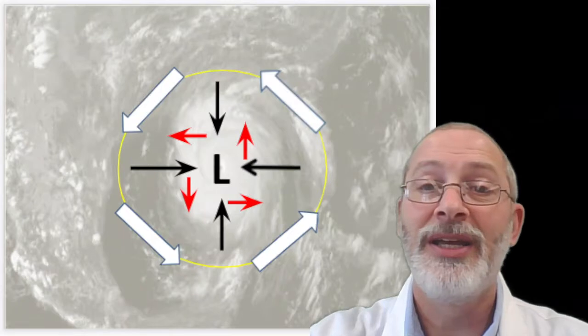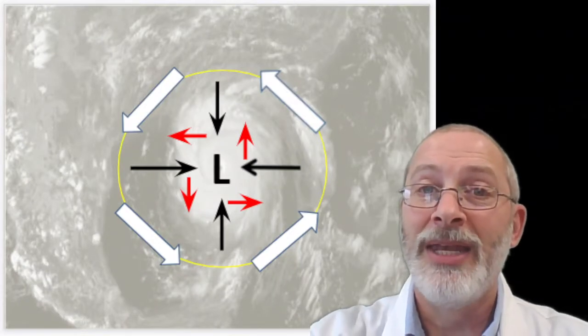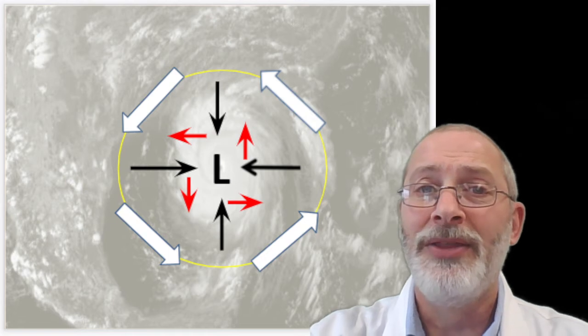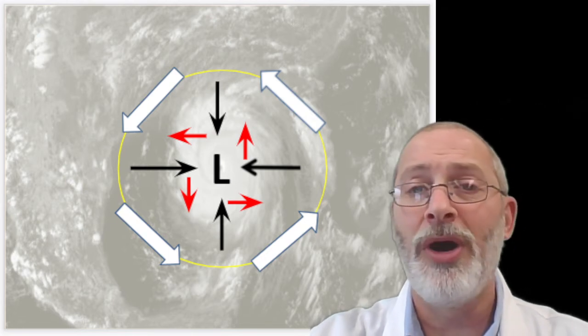So from that original satellite image of Hurricane Katrina, knowing that this was in the northern hemisphere, you can see that it must be a low pressure area because the airflow is counterclockwise.